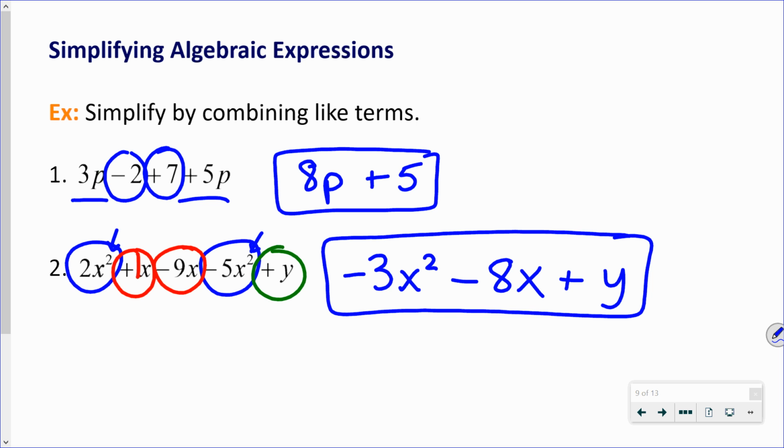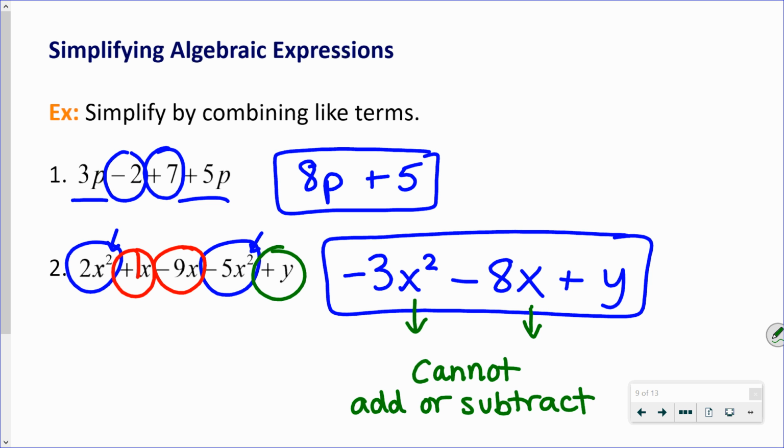So please note for yourself, you cannot combine by addition. You cannot add or subtract. That's what we're doing with our simplifying here. We cannot add or subtract unlike terms. So if they have different variables or different exponents, you cannot combine them. You have to leave them as separate terms in your answer.